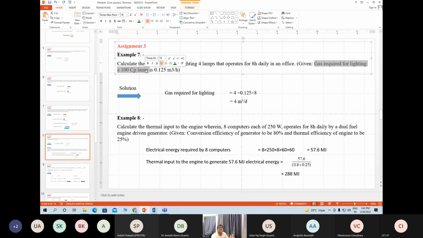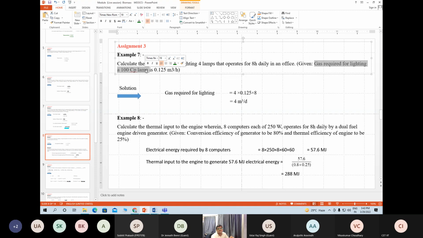And now if you simply multiply by the number of lamps which are there in the office, it will give you the total amount of gas which is required, which is 4 meter cube per day, because in this case our day is basically for 8 hours requirement. That's why we are considering it as 4 meter cube per day. This is as simple as that. So one step example. So just to know whether you understood this particular example or not.